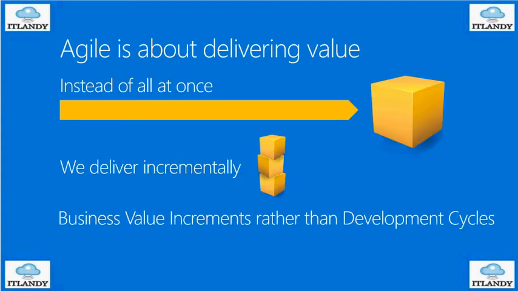Moving next, what is Agile about? Agile is about delivering value, getting value for what we are trying to automate or deliver. Instead of delivering all at once, we deliver incrementally and retain a business value rather than just development cycles. So this is a brief summary of what Agile is.